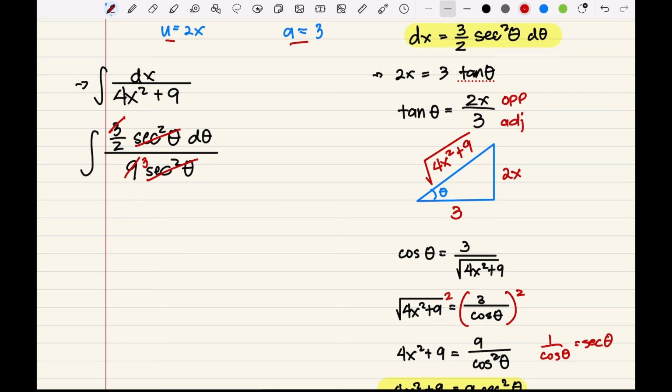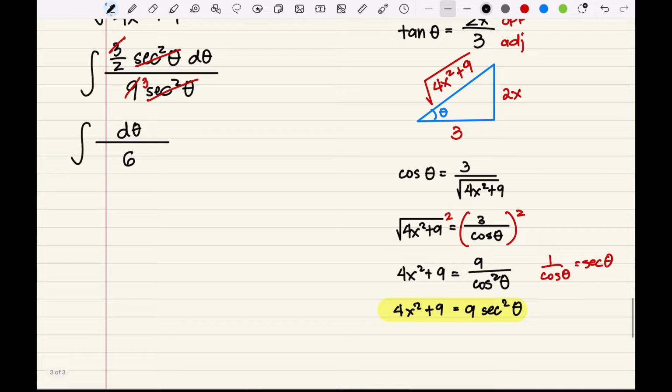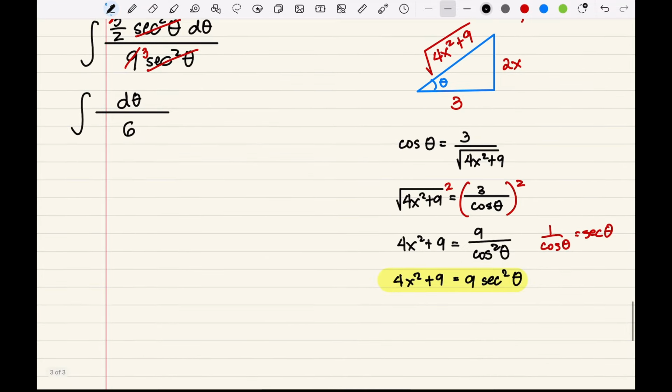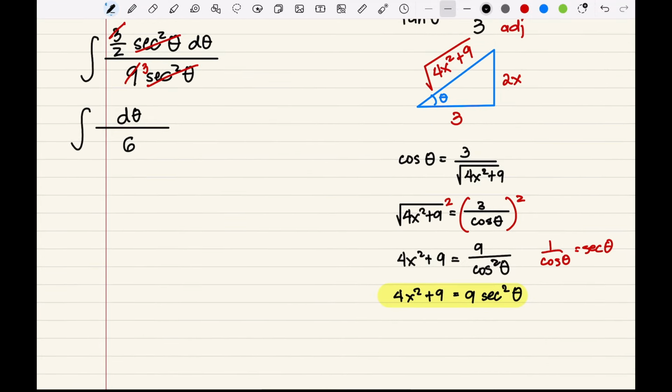So, 2 times 3 will be 6. So, we have the integral of, in our numerator, what is left is d theta. And then, in our denominator is 2 times 3, we have 6. Or you can simply use your calculators to simplify. Now, continuing our solution, the constant 1 over 6, we can write that outside the integral sign. So, we have 1/6 integral of d theta. So, this is now our corresponding integral.